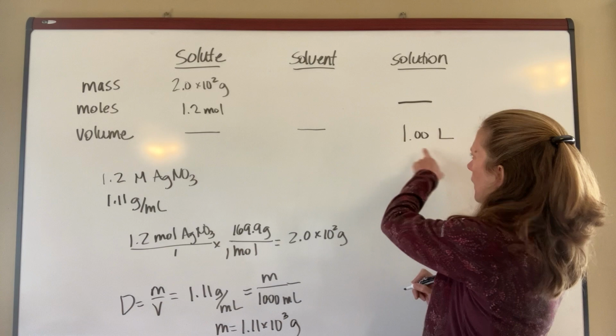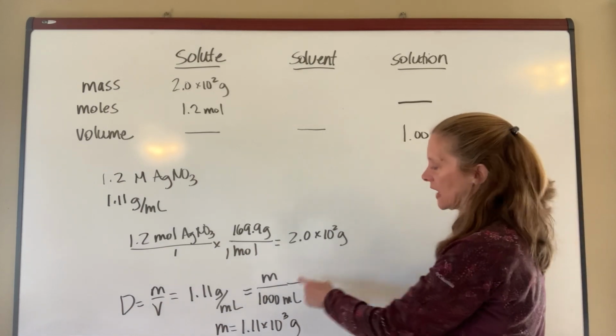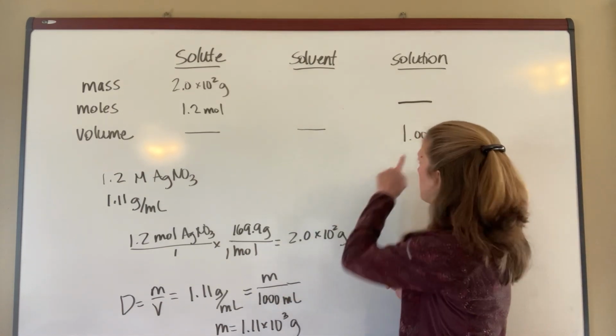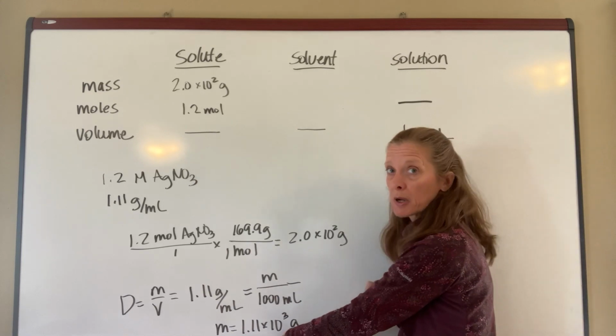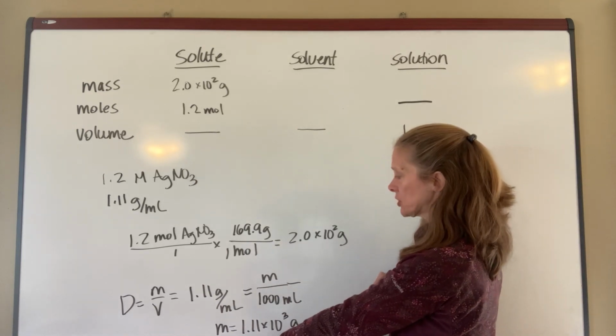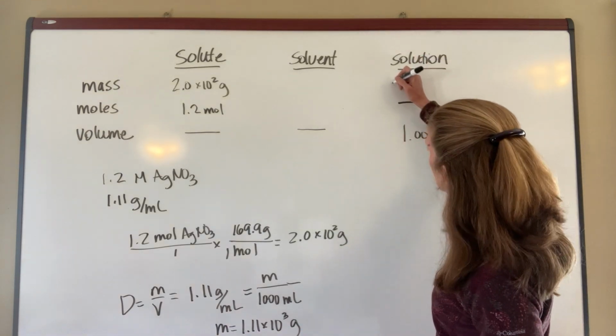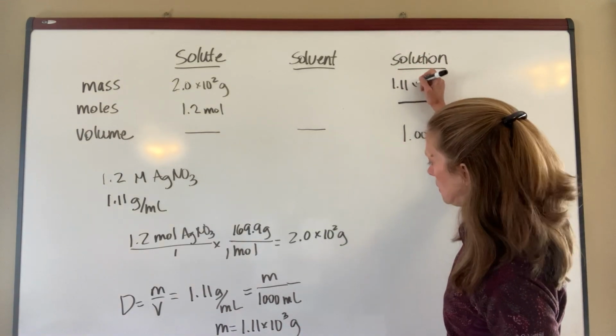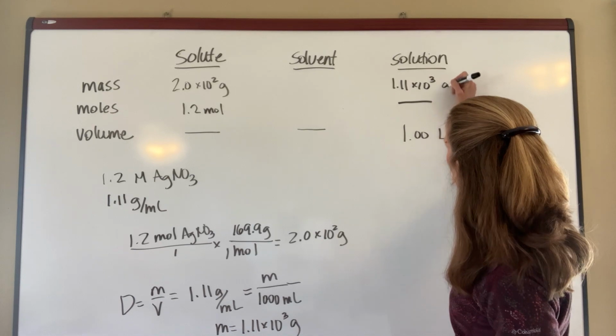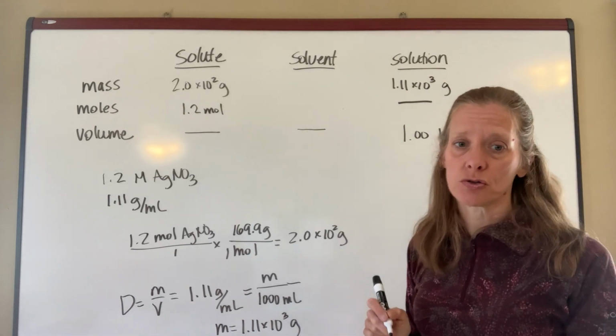Okay, I had 3 significant figures here. I didn't write them in when I put it down here, but I had 3, and so I'm going to put 3 in my answer. All right, so this is the mass of the solution. So that's going to go here, 1.11 times 10 to the third grams of solution.